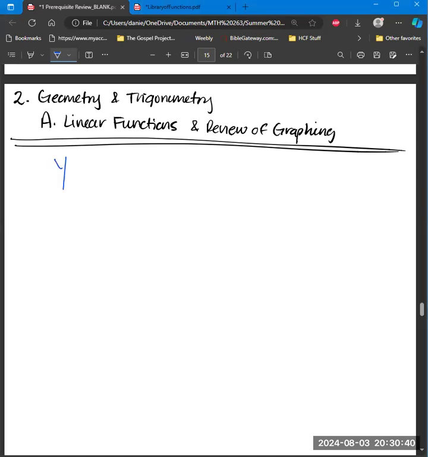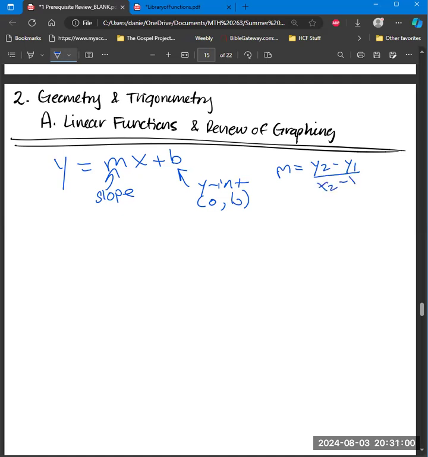So a linear function is going to be in the form of y equals mx plus b, where m is our slope and b is our y-intercept. Our y-intercept is actually a point on the graph, (0, b). m is given by our change in y over our change in x, and we're going to write that in calculus as delta y over delta x. We're going to use the Greek letter delta to stand for this change.